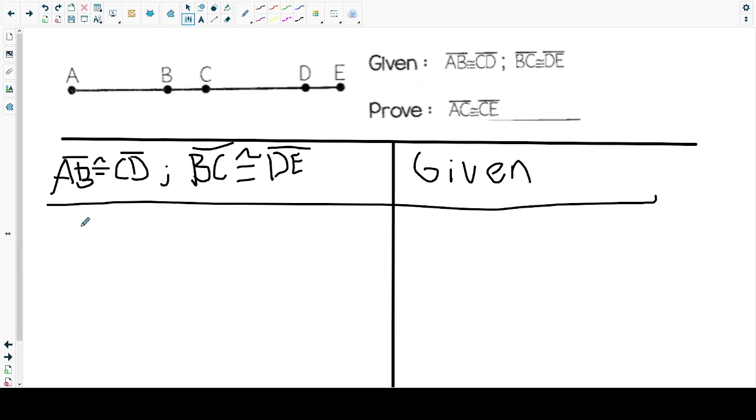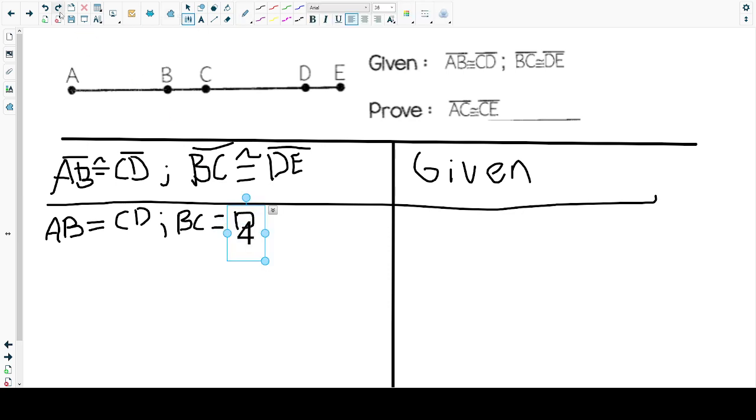Again, this is just basic housekeeping stuff. So I'm going to change them to equals because remember, we're going to be talking about the distances of these segments, so they should be in equal mode. CD, not in congruent mode, because congruent mode is more about the segment itself. I hate when I click that button. DE. Has to get off there, sorry. And then that would be definition of congruence.